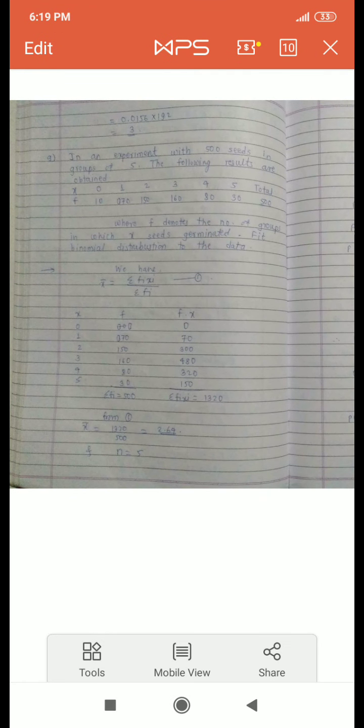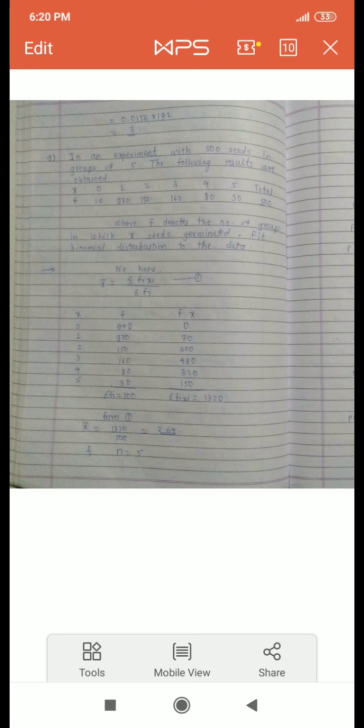In this example, in an experiment with 500 seeds in groups of 5, the following results are obtained. The possible values of x are 0, 1, 2, 3, 4, 5, and the corresponding frequencies are 10, 70, 150, 160, 80, 30. Total is 500, where f denotes the number of groups in which x seeds germinated. Fit a binomial distribution to the data. That kind of question is very important in the exam.